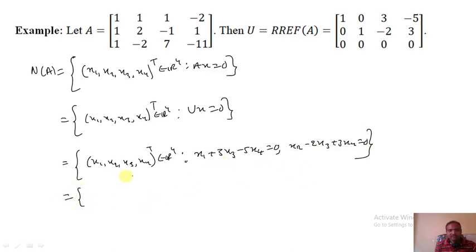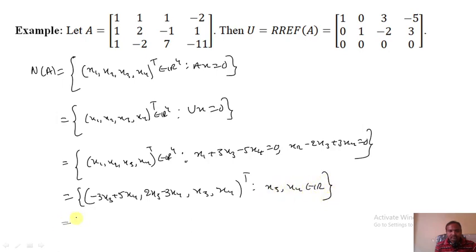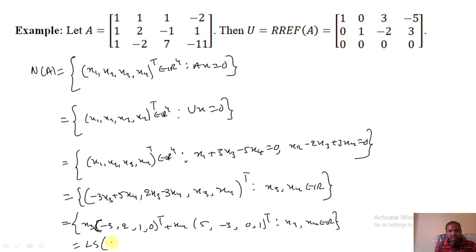Now, using this relation, we already know how to find the basis. Take x1 equal to minus 3x3 plus 5x4, and x2 equal to 2x3 minus 3x4, with x3, x4 the same, such that x3, x4 belong to R. This can be written as x3 times (minus 3, 2, 1, 0) transpose plus x4 times (5, minus 3, 0, 1) transpose, so that x3, x4 belong to R. This is the space, which you can write as the linear span of the vectors (minus 3, 2, 1, 0) transpose and (5, minus 3, 0, 1) transpose.